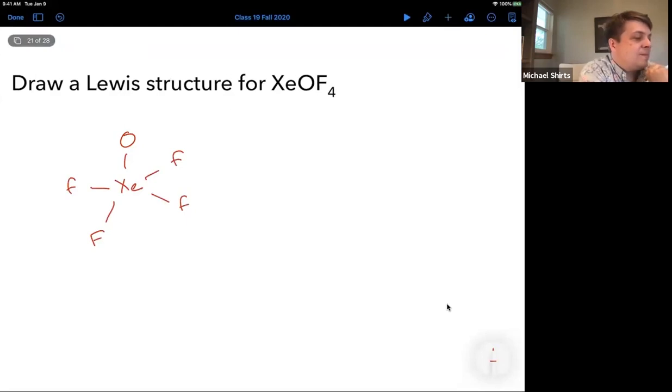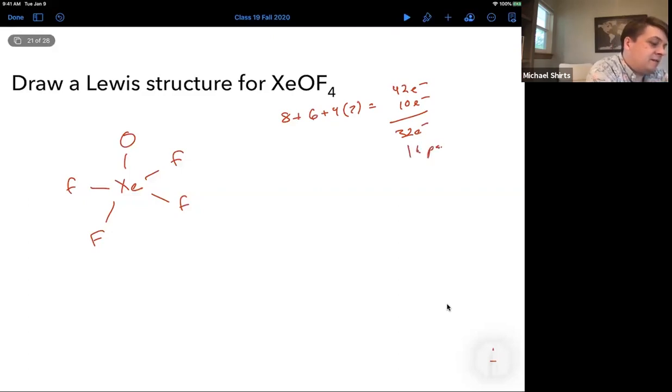Let's count up the total number of valence electrons. We have 8 from the xenon, plus 6 from the oxygen, plus 4 times 7, whew, lots of electrons. That's 42 electrons. We've got 10 that are in bonds, which leaves 32 electrons to place as pairs. And so that's 16 pairs. And so we've got 5 atoms that like extra electrons.